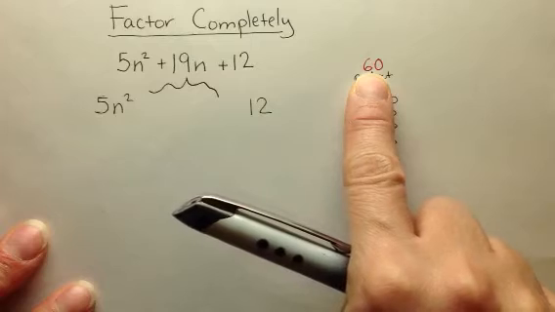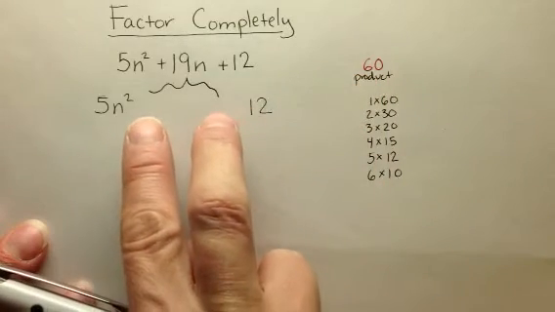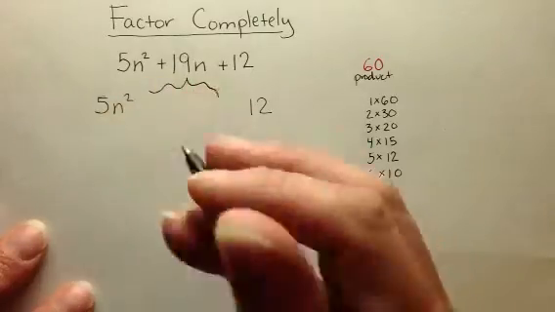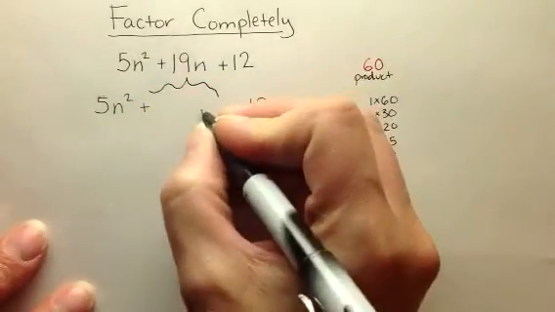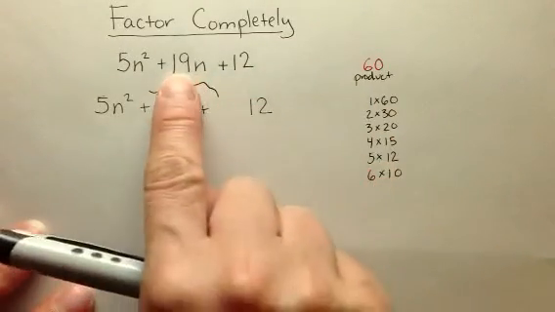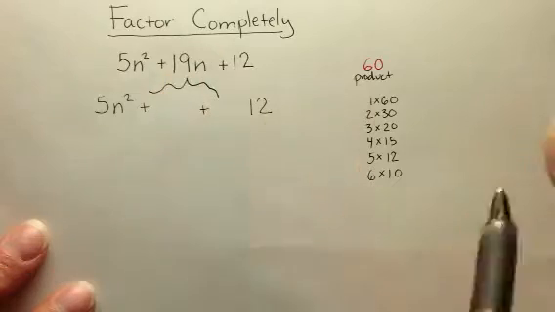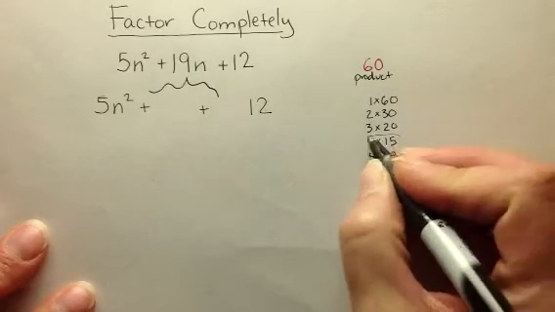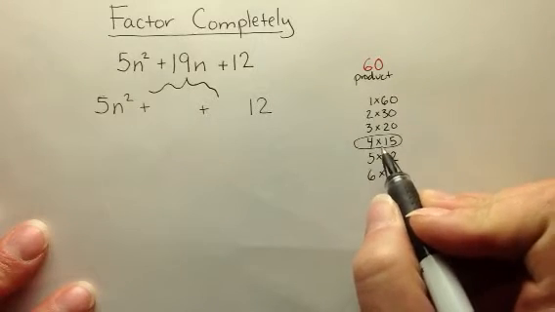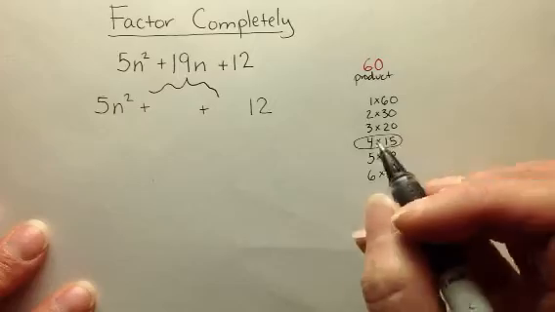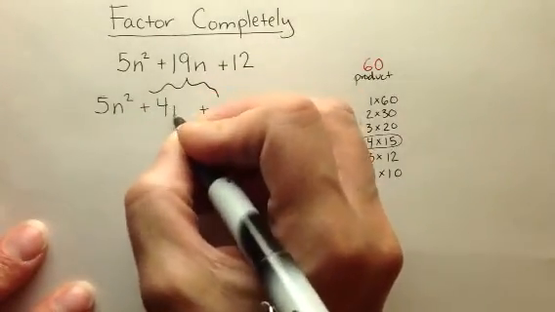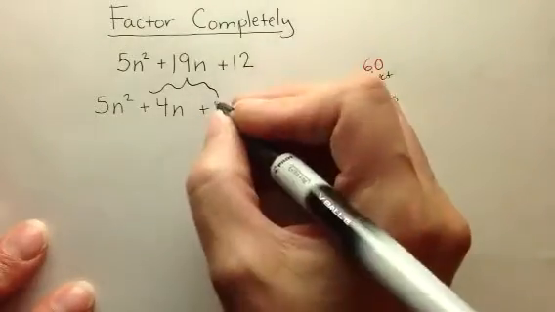Now, because the product is positive, I know that I'm either going to have 2 positive terms or 2 negative terms. The sum is positive, so this is going to be 2 positive terms. If they're the same sign, their sum should be my middle term, which is 19. These are the 2 that add up to 19. So 4 times 15 is 60, and 4 plus 15 is 19. Okay, so I'm going to break this up into 4n and 15n.